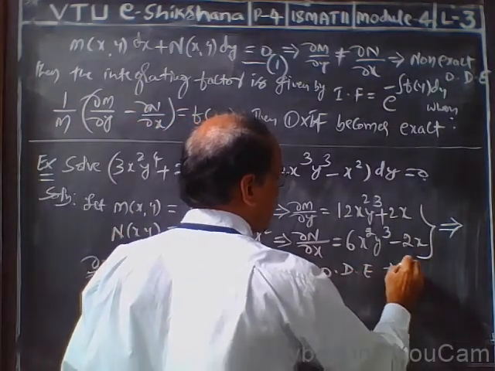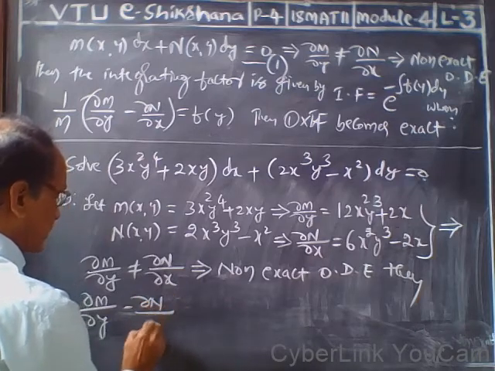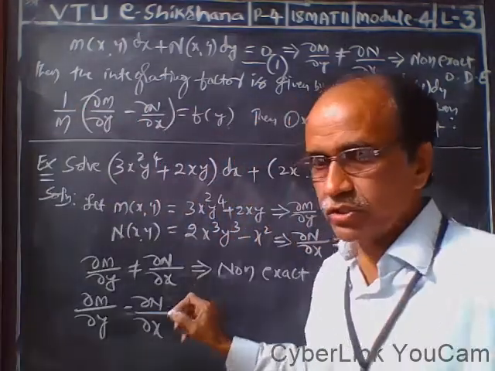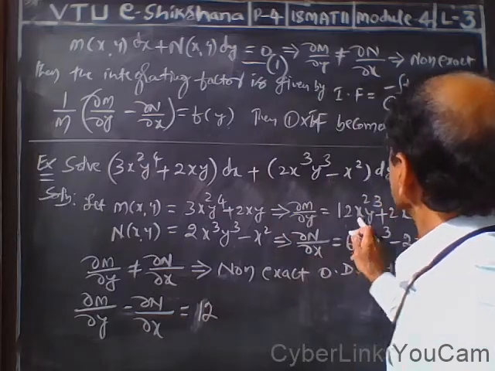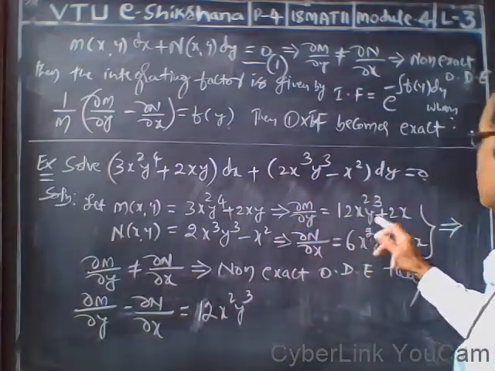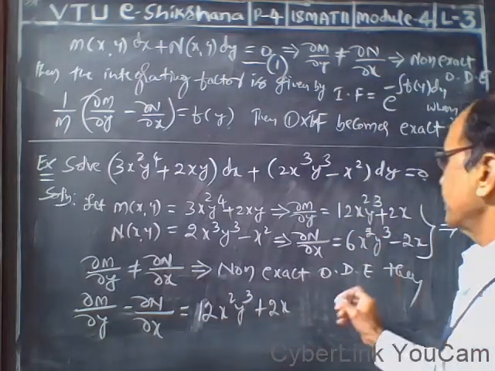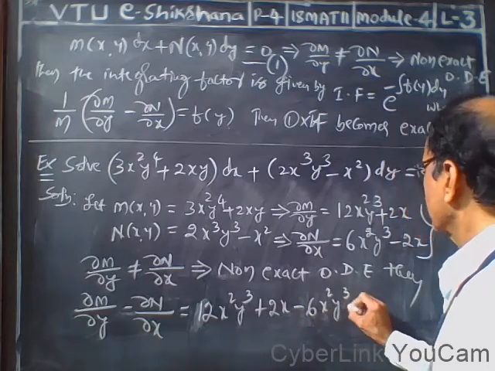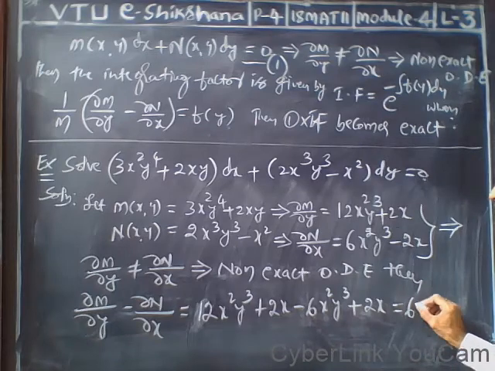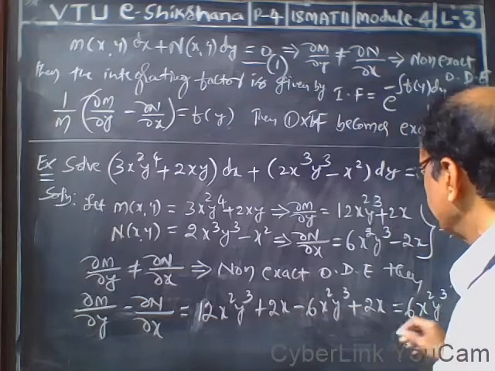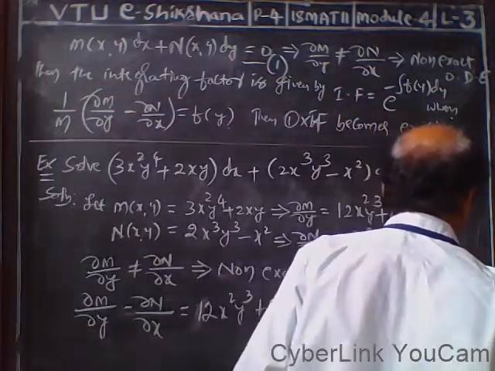that is a non-exact ODE. Then we consider the difference del M by del y minus del N by del x, taking the difference between these two terms: 12 x squared y cubed plus 2x, minus 6x squared y cubed minus 2x. We have to simplify here. 12 minus 6 is 6x squared y cubed, and 2x plus 2x becomes 4x.